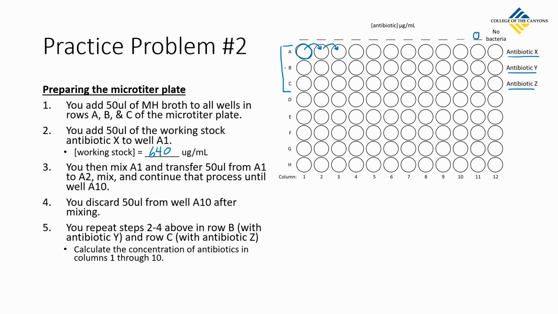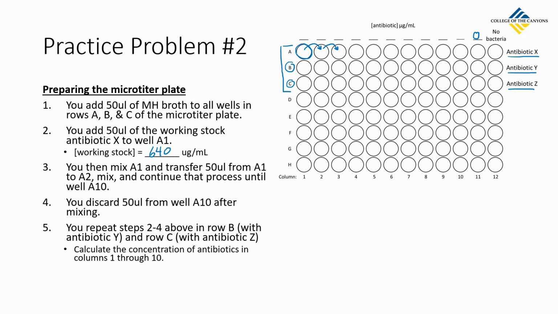So we need to figure out what the concentration is here in A1. And by the way, we're going to do the same exact thing with antibiotic Y in row B and antibiotic Z in row C. So since the working stock concentrations of all 3 of these antibiotics are the same, the concentrations of all 3 in each of the columns is also going to be the same. So let's just figure out what the concentration is based off of row A, and it'll be the same for rows B and C.